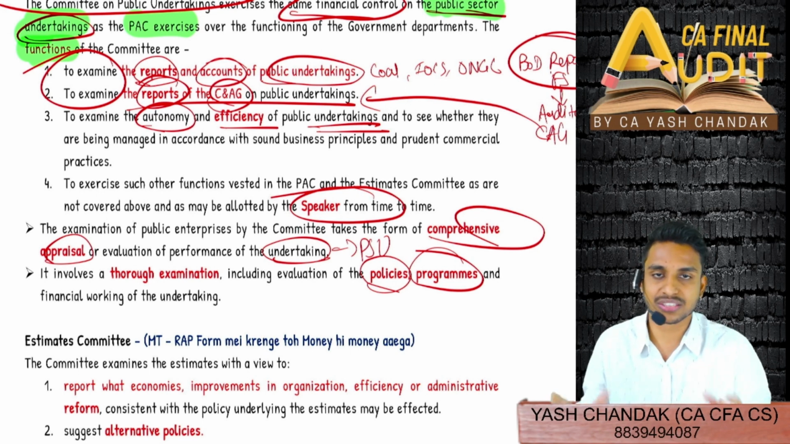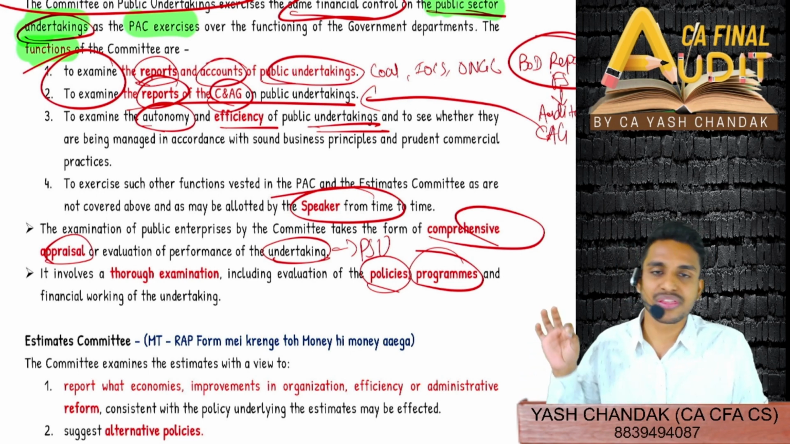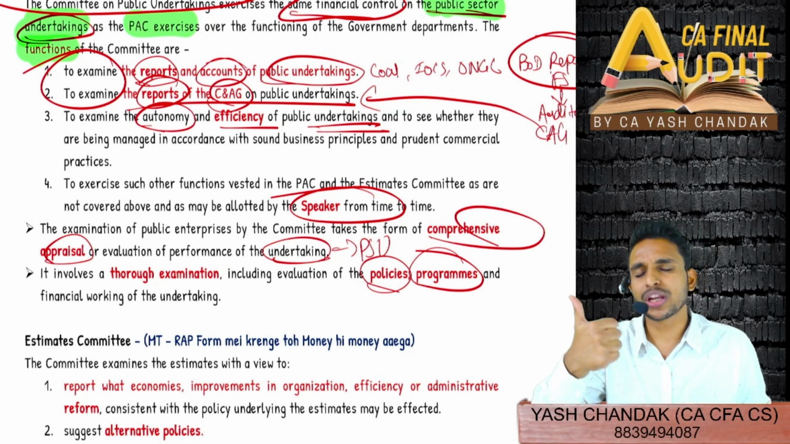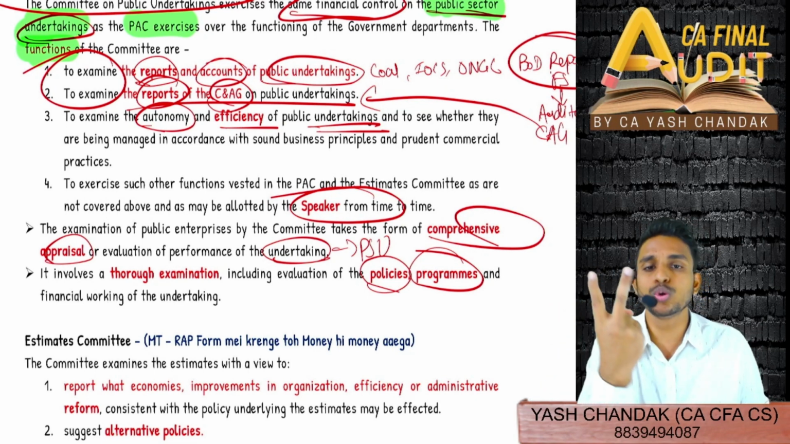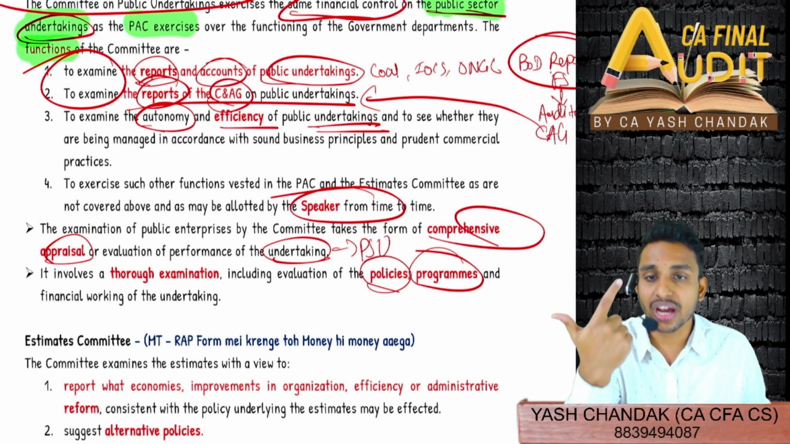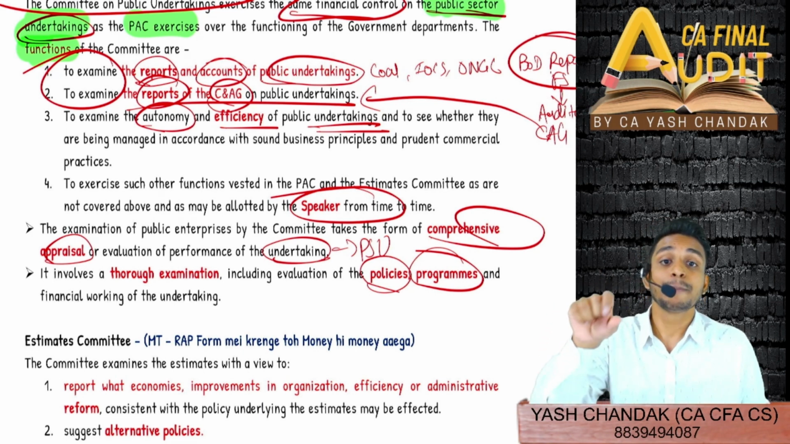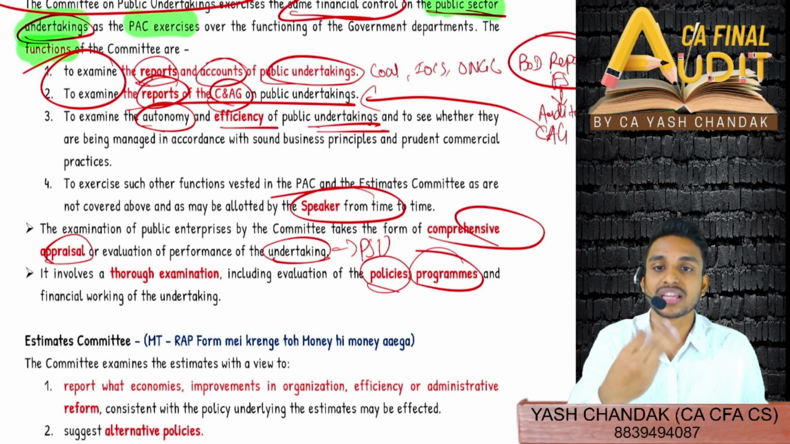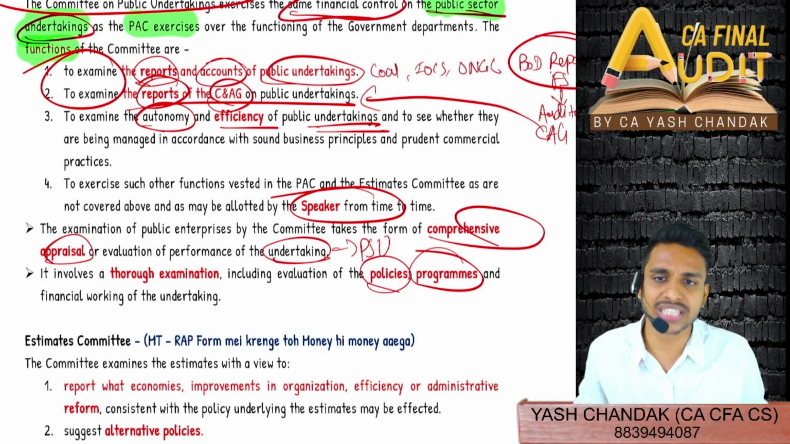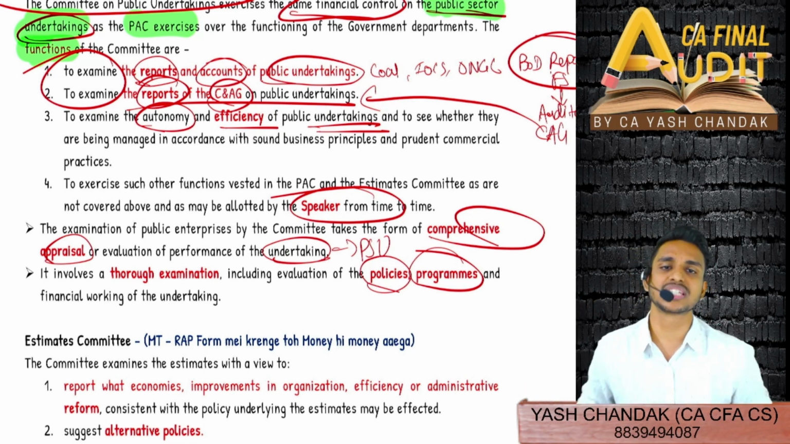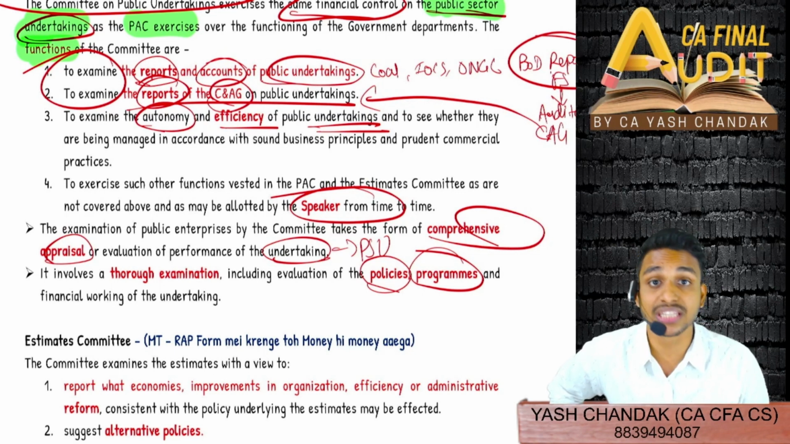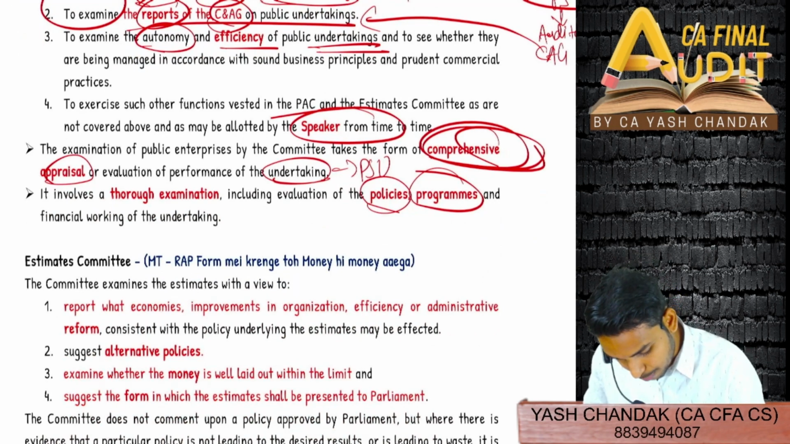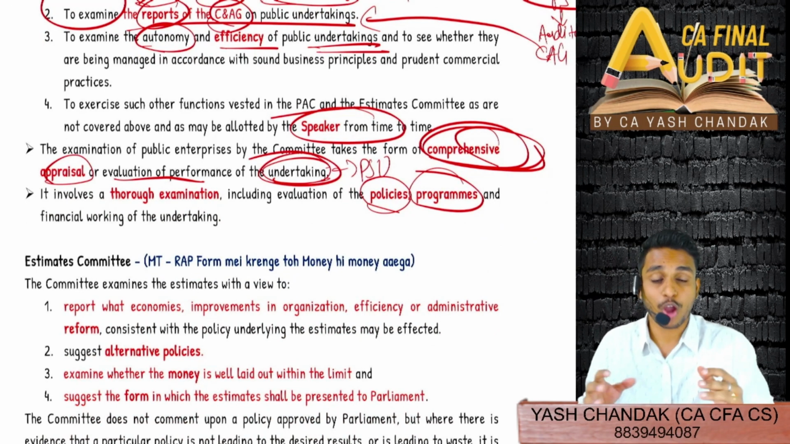Speaker of Lok Sabha and Rajya Sabha, definitely, right? So the speaker also can assign certain tasks to CPU. Apart from that, the functions are report examination. Two reports: what? Financial statement or other accounts and reports of the public sector undertaking, and the report of CAG. And thirdly, the efficiency and autonomy, everything has to be checked by the CPU. And fourthly, other functions as may be assigned from time to time by the speaker of Lok Sabha or Rajya Sabha. And they have to do the comprehensive appraisal and evaluation of the performance, how they are performing.